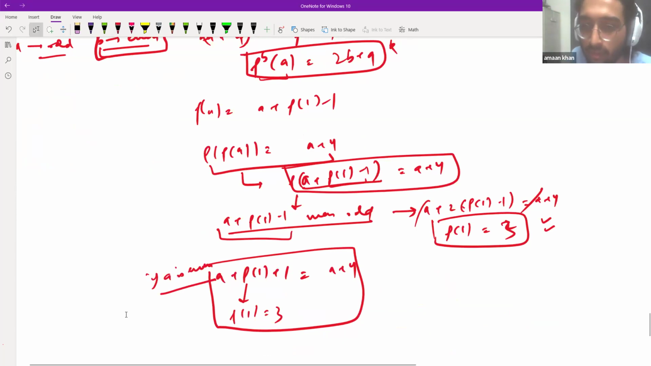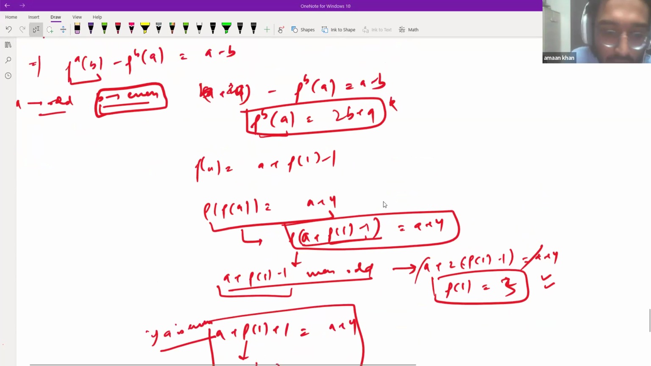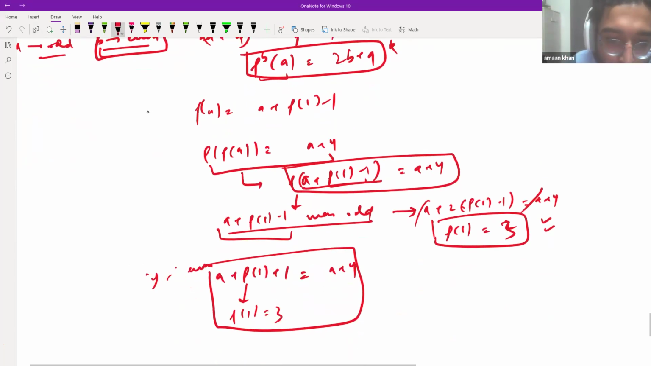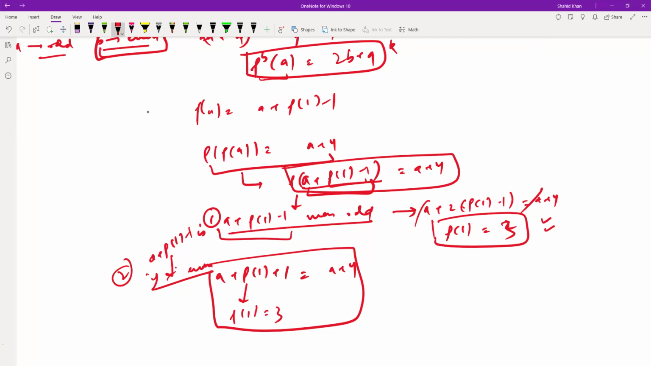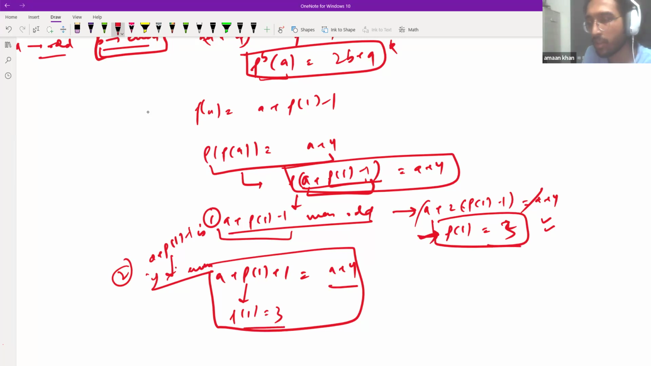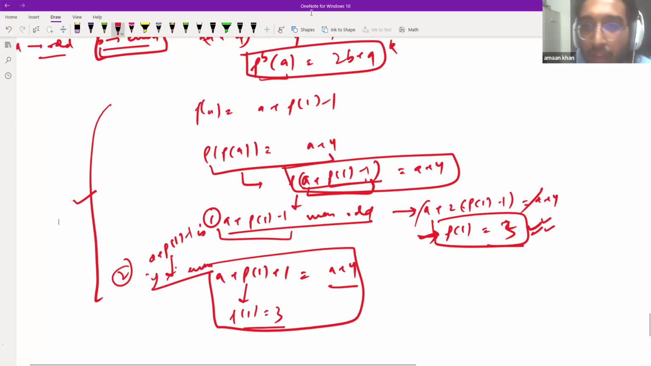Did you get this? What I'm saying is that if a plus f of 1 minus 1 is even, or odd, basically I'm making two cases. If this was odd, then this thing was equal to this thing plus f of 1 minus 1. In that case, you get f of 1 is 3. And if you assume it is even, then you already have f of n is n plus 2 for even n, so in that case as well, you get f of 1 is 3. So in both cases, you get f of 1 is 3, and you're done. Does everyone get this?